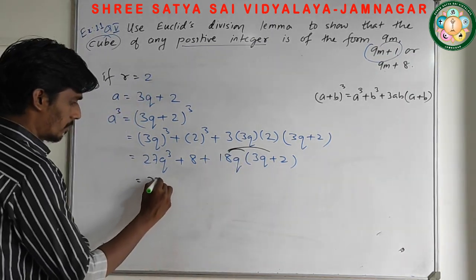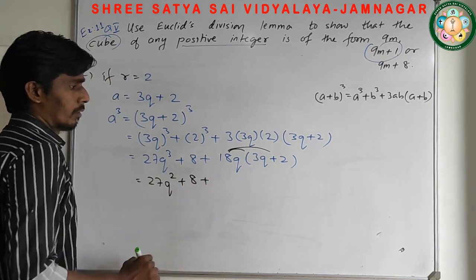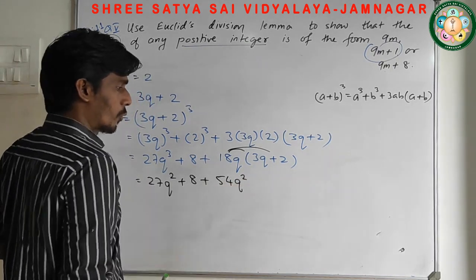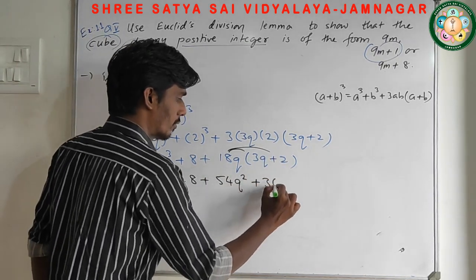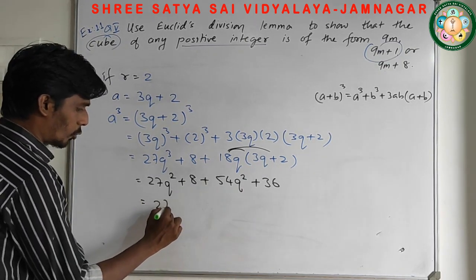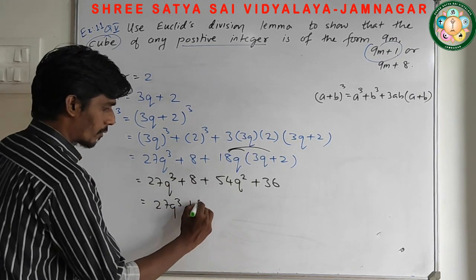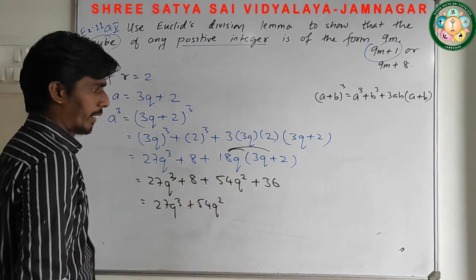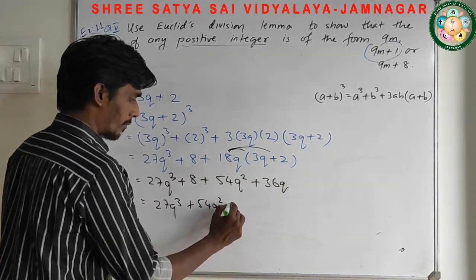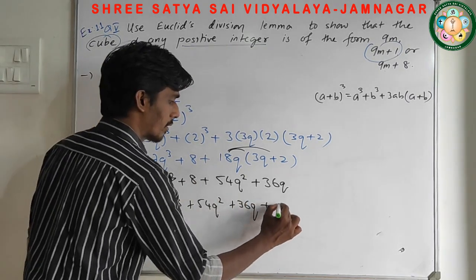Now 18 3s are 54q square, 18 2s are 36. So arrange them in power form. 27q cube plus 54q square, and here it's 18q into 2, it's 36q here. So 36q plus 8.